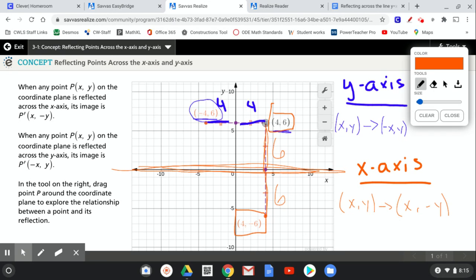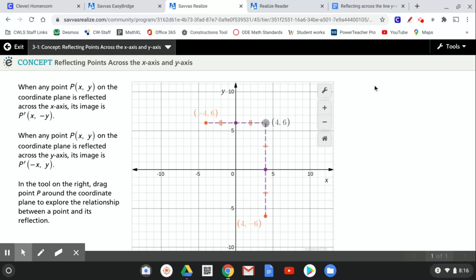So, 2 different ways to reflect the object. You can just count towards the line of reflection, all right? Or you could switch using our rules if we're reflecting over the x or y axis, okay, guys? And again, make sure you have these rules written down.